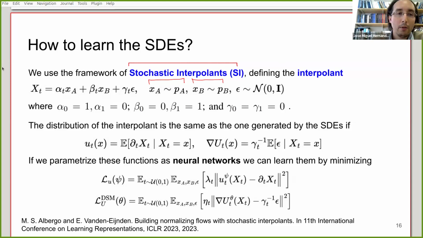The idea is to create samples from the SDEs, and we can actually do that very easily. We can generate samples by first sampling one point XA from PA, sampling another data point XB from PB, and then sampling Gaussian noise, and we do an interpolation between the samples with some coefficients alpha t and beta t that guarantee that at time 0 we only have XA because alpha 0 is 1 and beta 0 is 0. And at time 1, we have just XB because alpha 1 is 0 and beta 1 is 1.